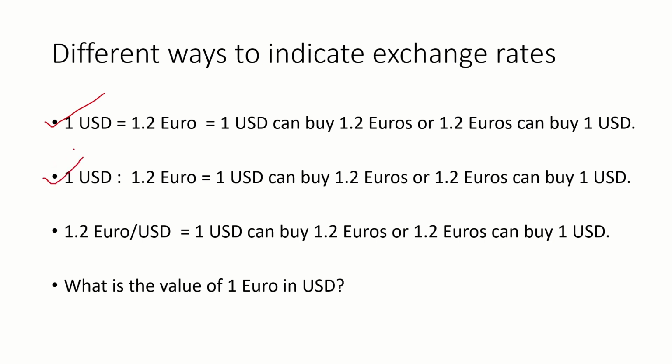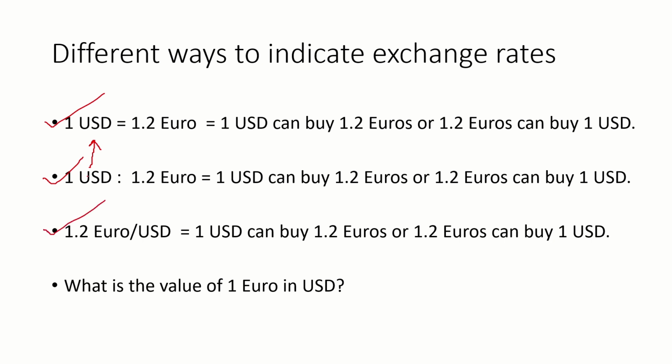1 US dollar to 1.2 euro, which means 1 US dollar can buy 1.2 euros or 1.2 euros can buy 1 US dollar. Now let's look at the third way.